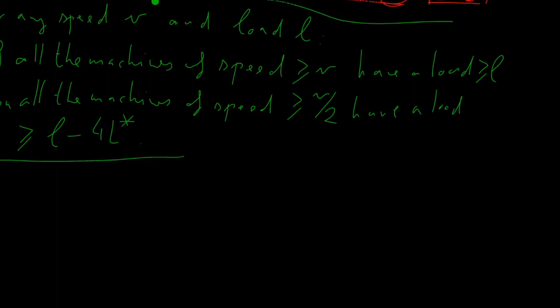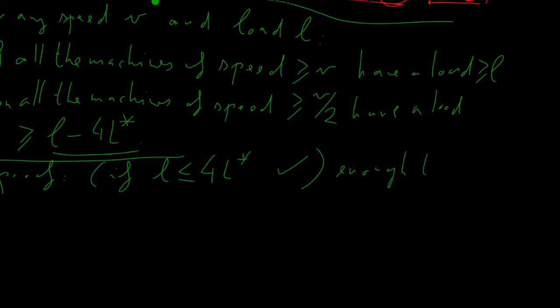Now, to prove this, if L is at most 4L star, then it's done, because then the statement says that the machines have a load of at least 0, which is always the case. So it's enough to show it for the case of L being at least 4L star.